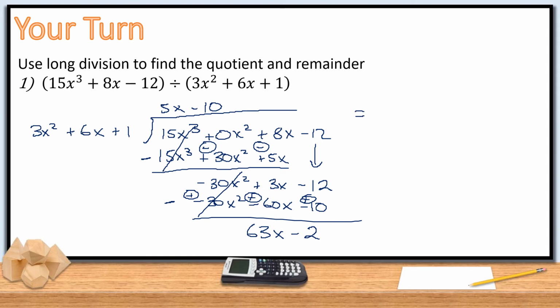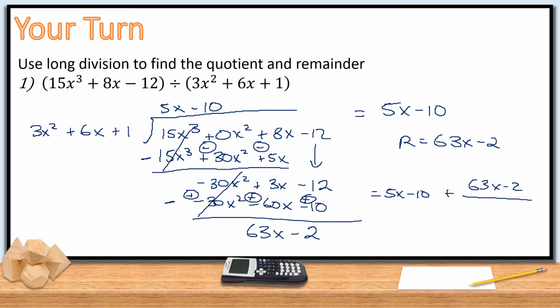So our solution here is when you divide them, you will get 5x minus 10, and the remainder is 63x minus 2. Or you could do plus 63x minus 2 over 3x squared. So you could write this answer as 5x minus 10 plus 63x minus 2 all over 3x squared plus 6x plus 1.